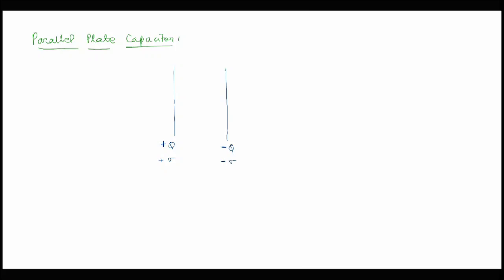I consider that the positive charge is uniformly spread throughout the plate, and the negative charge is spread throughout the plate in a uniform way. So the electric field due to a single infinitely large plate is calculated as sigma by 2 epsilon naught.